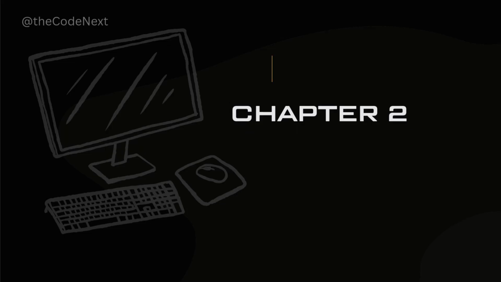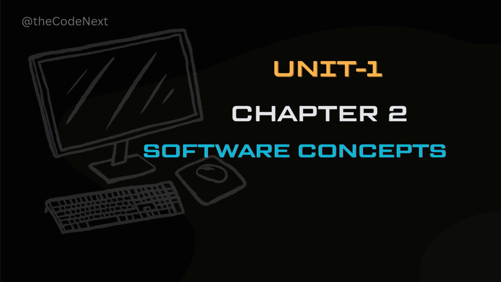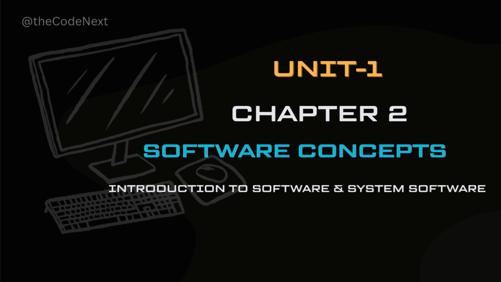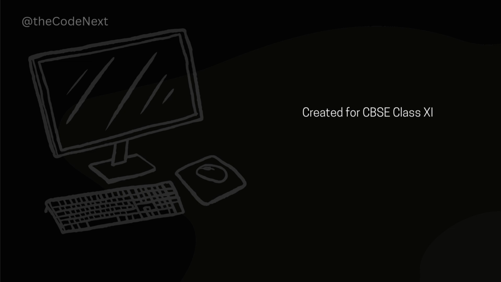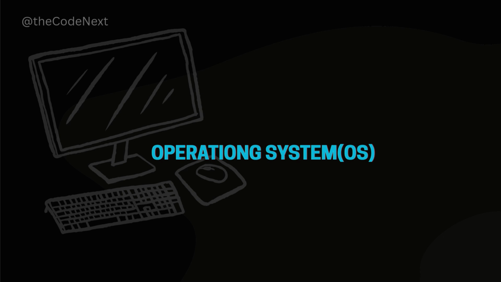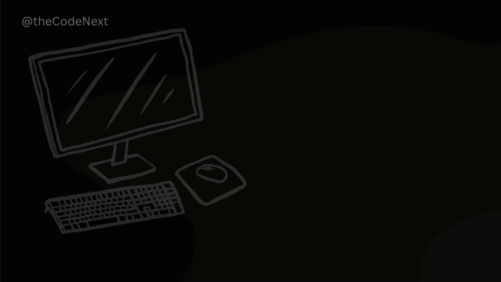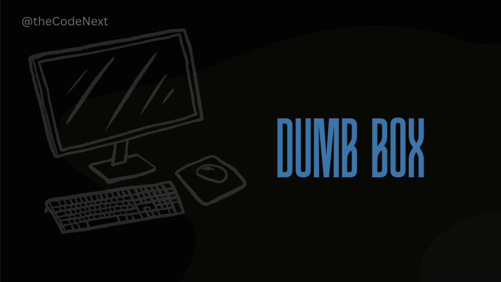Today we are starting chapter 2, software concepts. This is part 1 and we will talk about what software actually is, why it is so important and then dive into the system software, especially the operating system. So get ready because without software your computer is just a dumb box of wires.